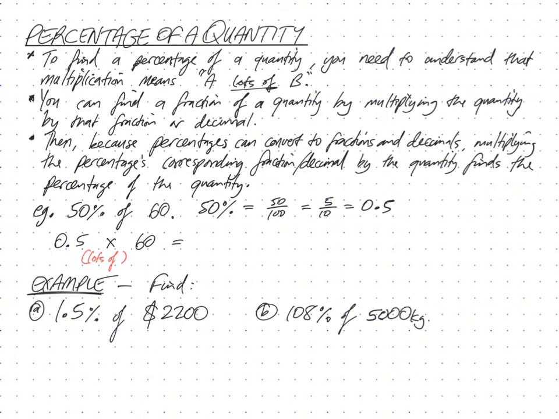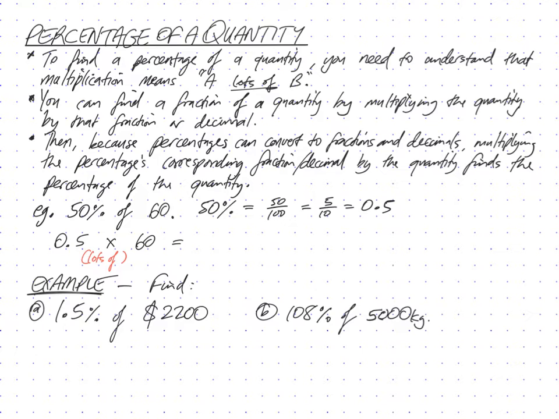This one is on percentage of a quantity, or finding how much a certain percentage of a quantity is. So to find a percentage of a quantity, you need to understand that multiplication means A lots of B, or something lots of something else. So you could think of it with a basic thing like 2 times by 3 means 2 lots of 3, or you can apply that to fractions.